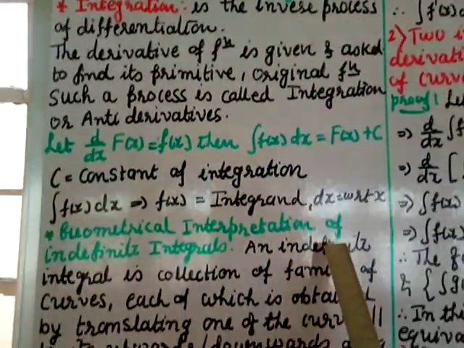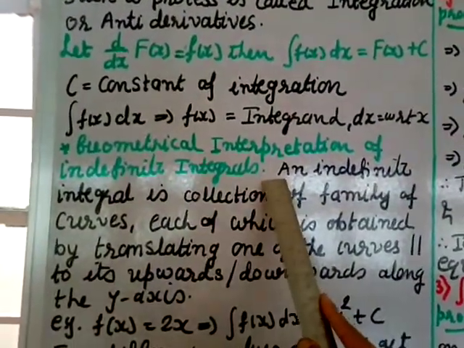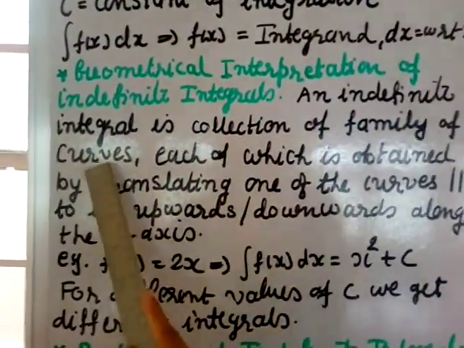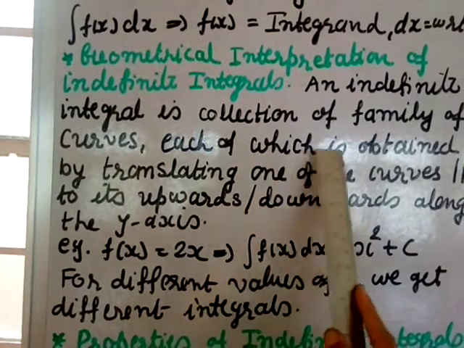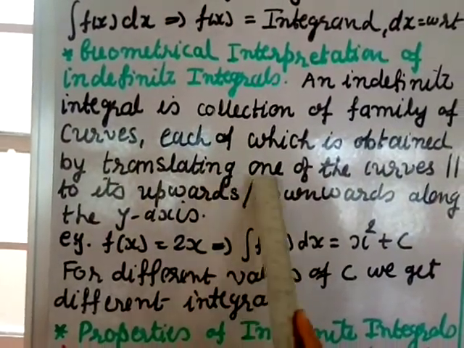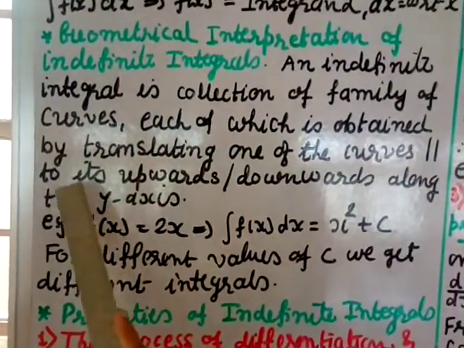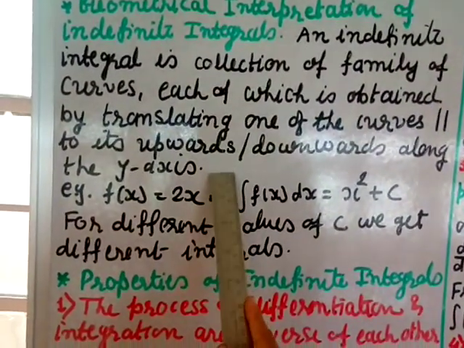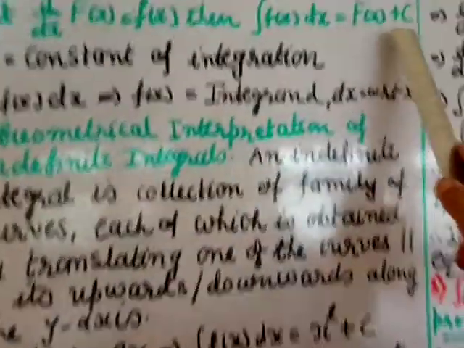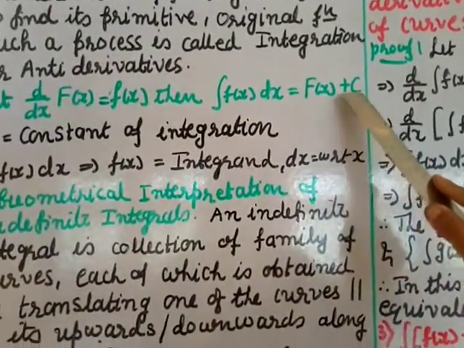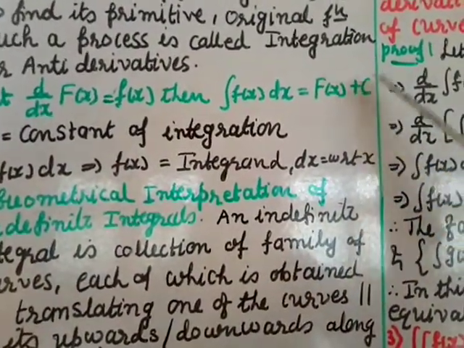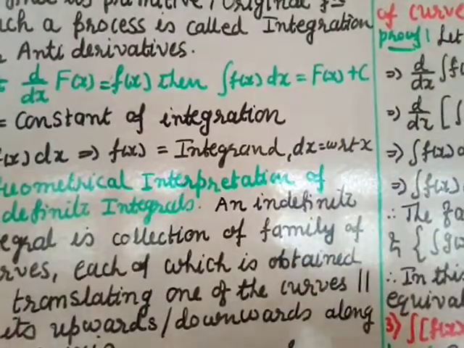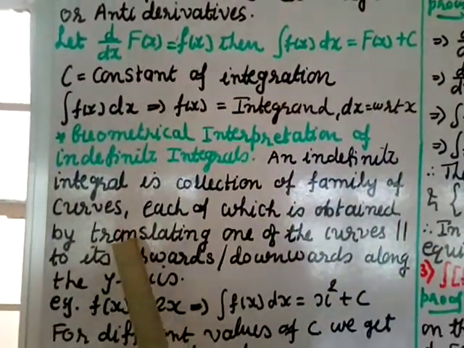Geometrical interpretation of indefinite integral. An indefinite integral is a collection of a family of curves, each of which is obtained by translating one of the curves parallel to itself upward or downward along the y-axis. That means, as I said here, c is a constant of integration. So as the value of c changes, I will get many curves, but they will be parallel to each other.